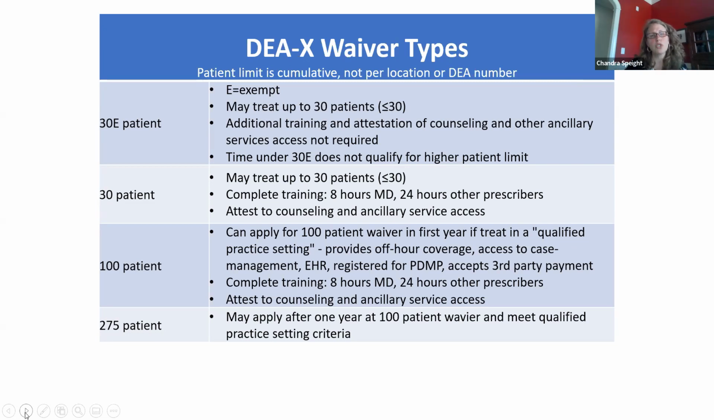If you work or treat patients in a qualified practice setting, and that's one that provides off hour coverage, has access to case management, has an EHR, is registered for the PDMP, accepts third-party payments. Those are what you have to do. You still have to complete that training and attest to counseling and ancillary services. You can apply then after 1 year at a 100 patient waiver to treat up to 275 patients. But again, you have to meet those qualified practice setting criteria.